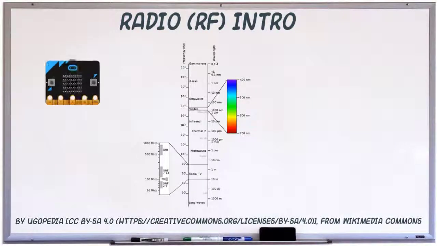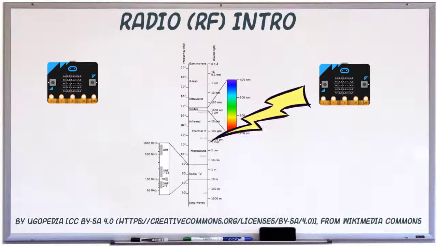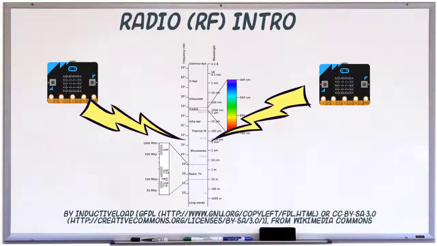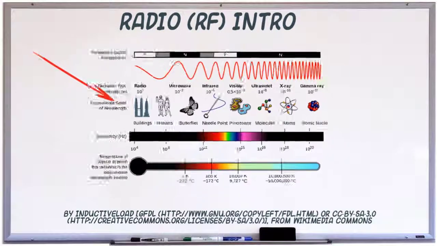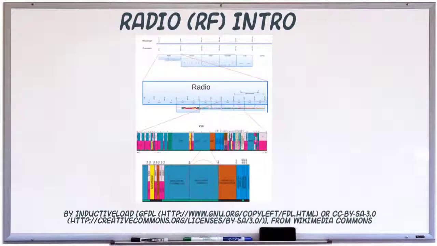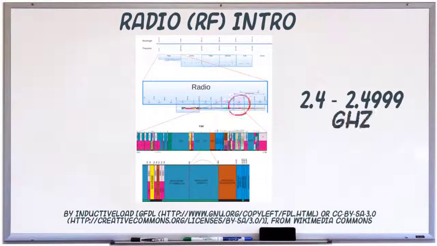The microbit can easily communicate with other microbits using radio at the 2.4 GHz range. Radio is at the low end of the electromagnetic spectrum. Radio waves are about the size of a building. This diagram shows frequencies used by TV and FM radio. The microbit's frequency lies just above it in the UHF range.